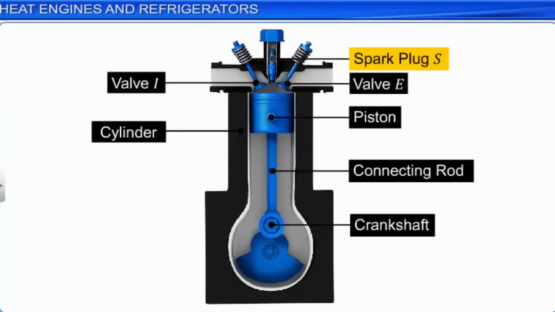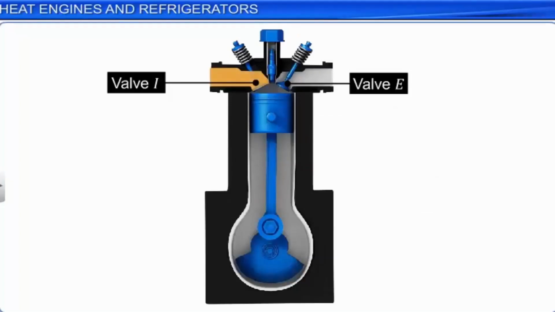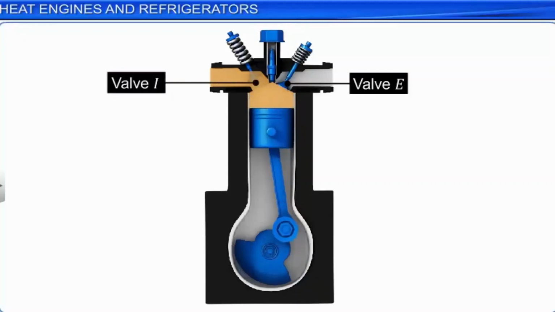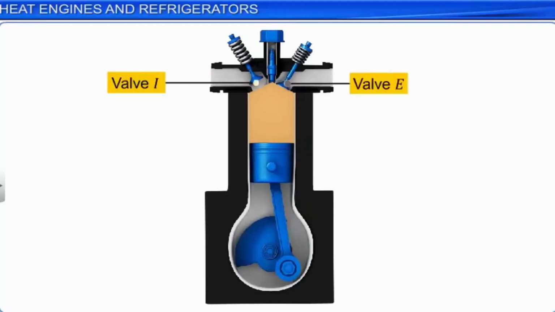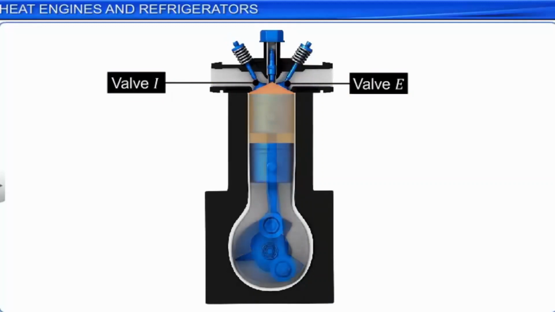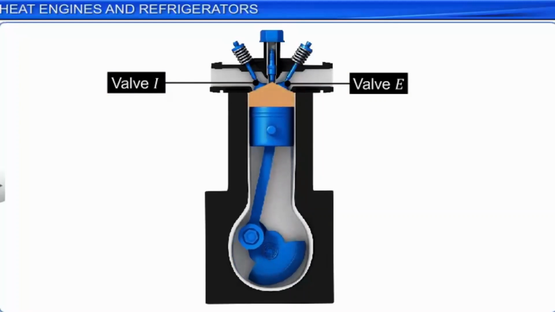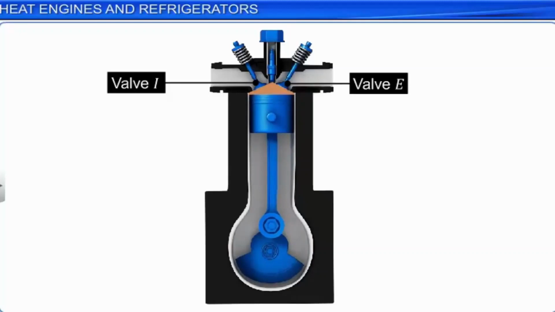The working of the petrol engine can be described in the following 4 steps. In the first step, a mixture of petrol vapor and air enters the cylinder through the inlet valve I. During this process, the piston moves down, and this is called the intake stroke. Now, both the valves I and E are closed, and the piston moves up. The upward motion of the piston compresses the mixture of fuel and air to a high pressure, resulting in an increase in the temperature of the mixture to about 500 degrees Celsius. This motion of the piston is called the compression stroke.